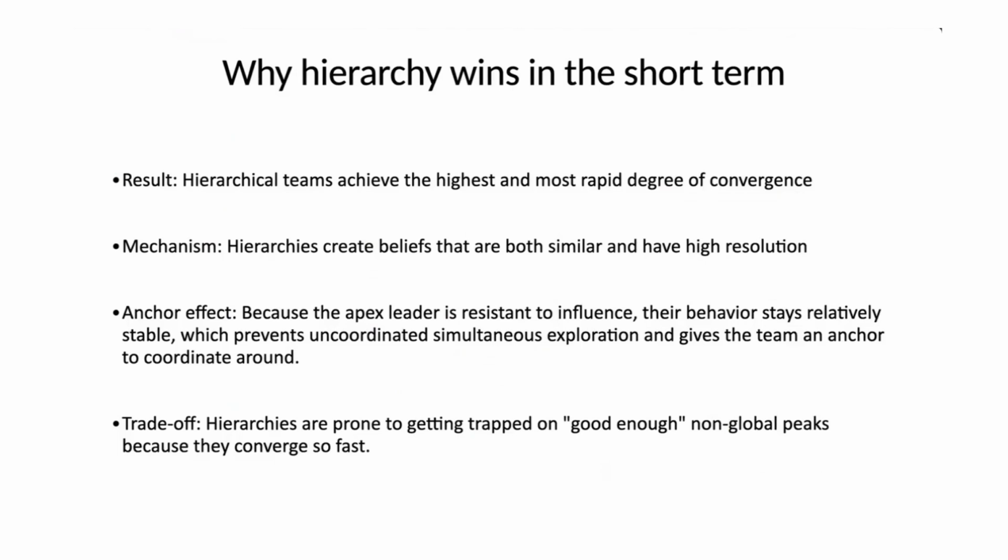You can think of the apex leader as resistant to influence, but learning the task alone. So maybe this apex leader only tried one, two, three options, and then determined, okay, the second option is the best, and keeps choosing it, diffusing this belief to the other agents, and the other agents are all choosing option two. But actually, since in this task there's a best option, maybe option 6, they're never going to try option 6 because the leader is not trying it. So they're going to be trapped on the good enough non-global peak of option 2 because they converge so fast. This is the trade-off, and why they lost in the longer term instead of the short term.